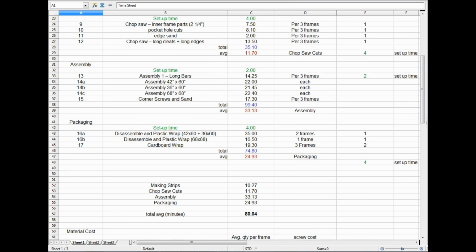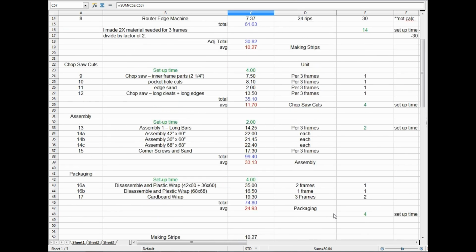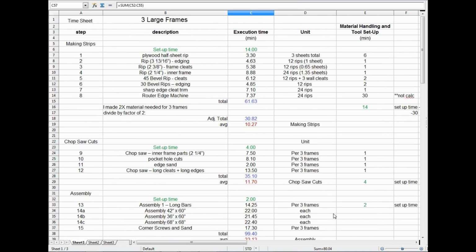For this operation I made 3 large frames, one of them being very large, but I took an average of all 3 frames and I got a value of 80 minutes per frame with all of the steps and setup time included. There was one setup step that I left out, which was maintaining the molding machine. That took about 30 minutes, but I left it out of this calculation just because it would throw off all of my other measurements there.